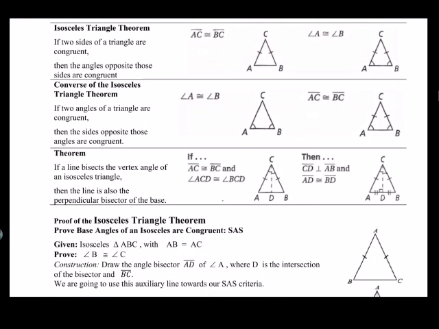A review of our theorems. The isosceles triangle theorem says that if two sides of your triangle are congruent, then the angles opposite those sides are congruent. So that one's an easy one. We know it. The converse says if your two angles are congruent, then the sides opposite those angles are congruent. So we can mark our sides congruent.